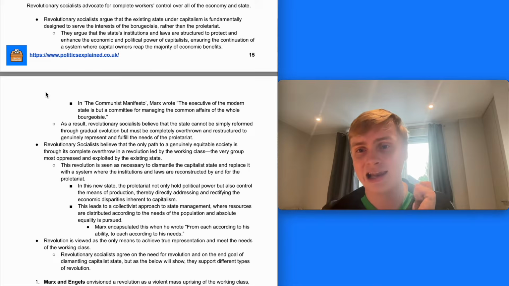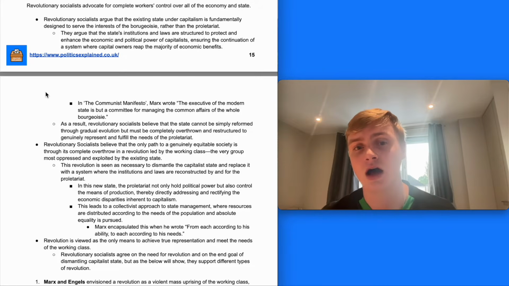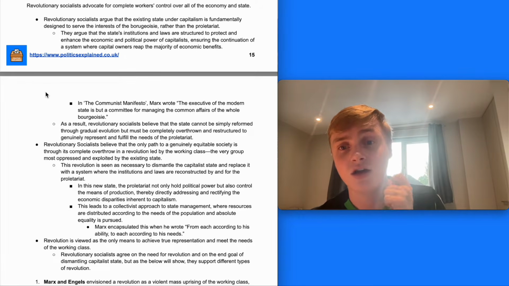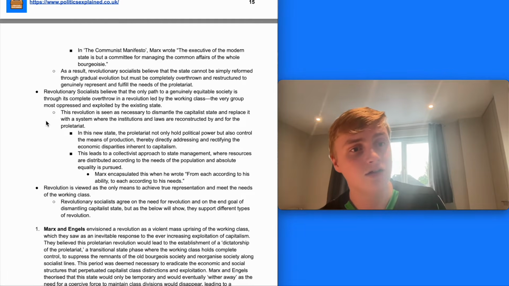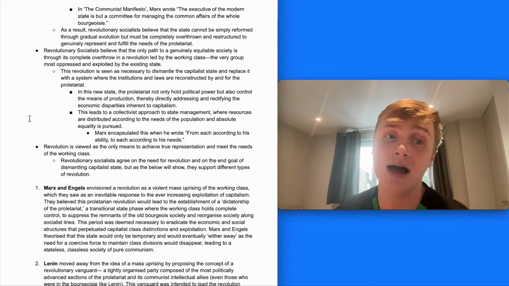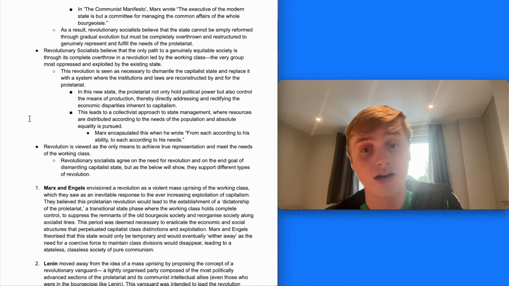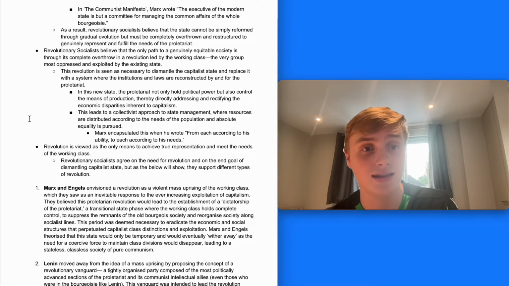The existing liberal capitalist state needs to be removed rather than being reformed through gradual evolution, which they believe effectively isn't possible. If you want to completely remove capitalism, completely remove exploitation and inequality, you need to get rid of the existing state. And they believe that this kind of revolution has to come from the working class, and they think it's really necessary to replace it with a society that is run in the interests of everyone.